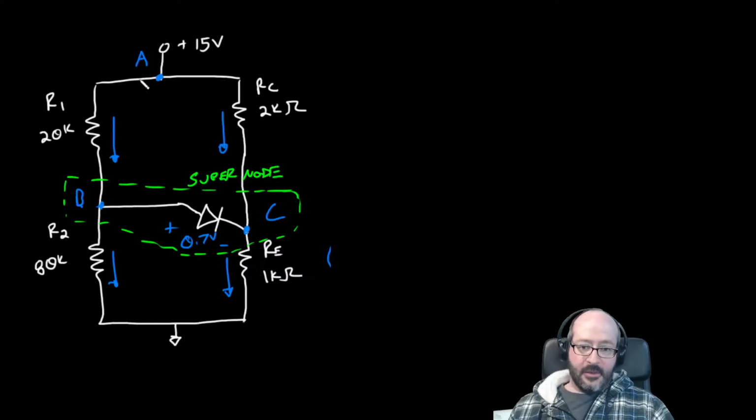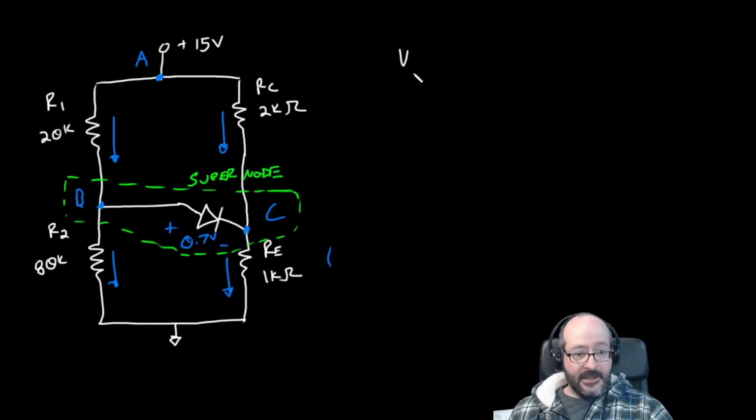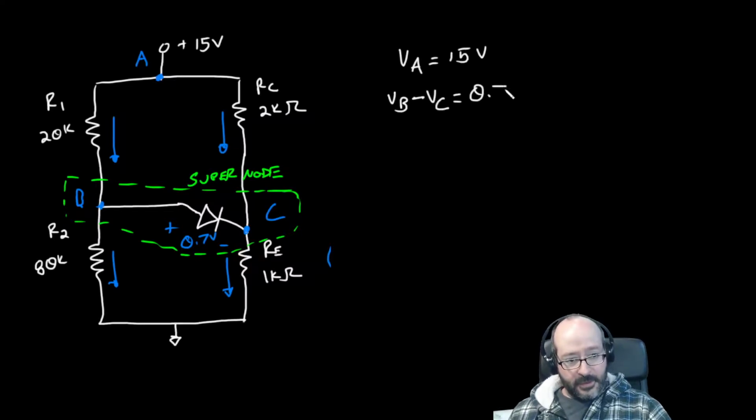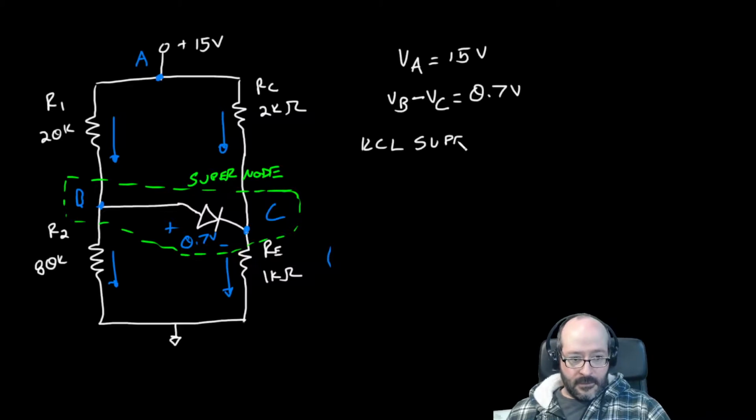And we start writing equations. We only got 3 this time, so it's a little easier. VA equals 15 volts. VB minus VC equals 0.7 volts. And then we write the KCL for the supernode. Write the KCL for the supernode. This time it's made up of B and C.